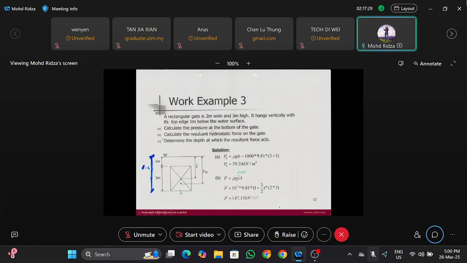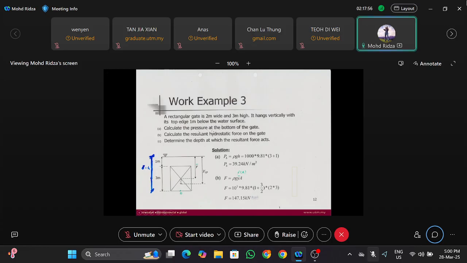Now calculate the resultant hydrostatic force on the gate. You want to find the resultant hydrostatic force on the gate. So remember the equation, F equals rho g HC A. Rho is 1000, g is 9.81. HC is the distance from the free surface to the centroid of the submerged object. You have to find the centroid of the submerged object first.